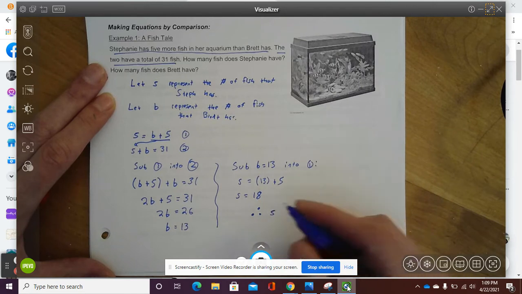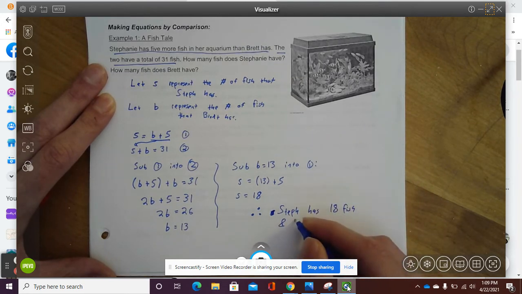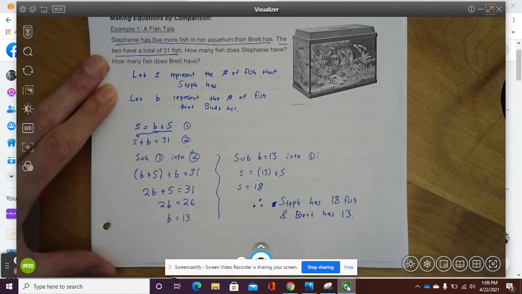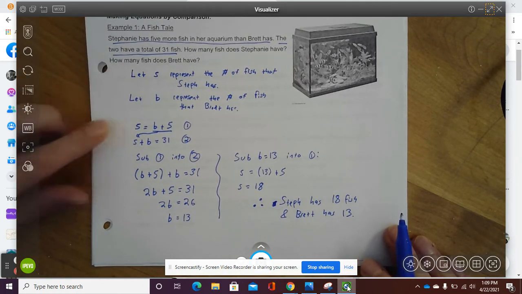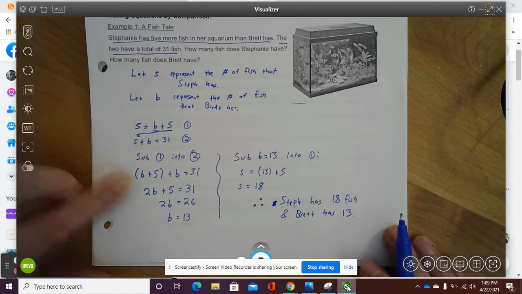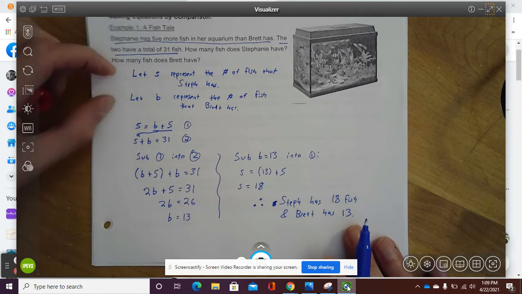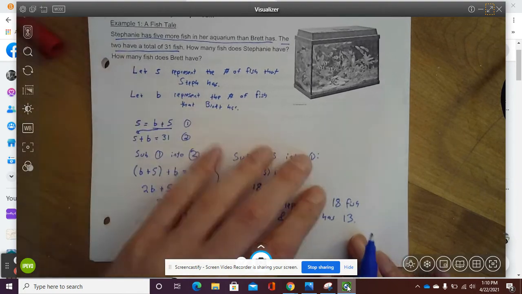Well, S was the number of fish of Stephanie. So I could say Steph has 18 fish and Brett has 13. So we want our therefore statement to connect back to the problem. So the challenge here is we're going to start with English. We're going to translate it into mathematical equations. We're going to solve the equations using our pick of substitution and elimination. We're going to translate back from math into English. So I think of math as a language that we can translate into or out of. Defining the variables carefully is really going to help us both in building the equations and in writing that final concluding statement. Let's do a couple more examples.